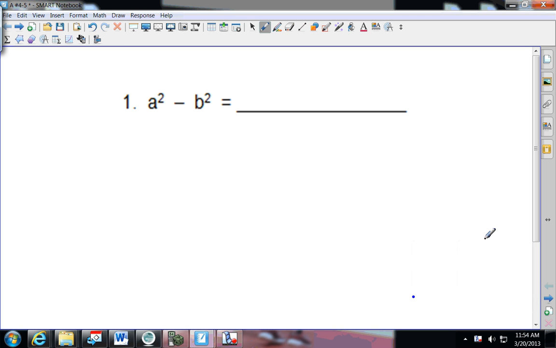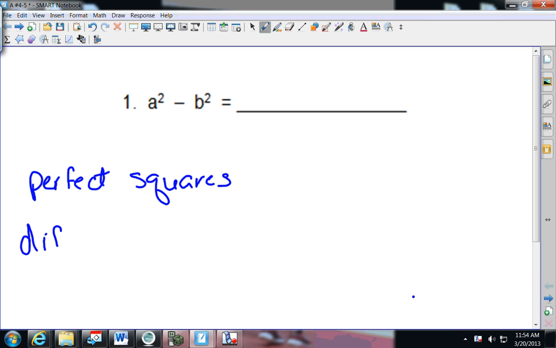Okay, this is talking about the difference of squares. Okay, and we've talked about difference of squares. They also use the idea of perfect squares. Perfect squares or difference of squares means the same thing.